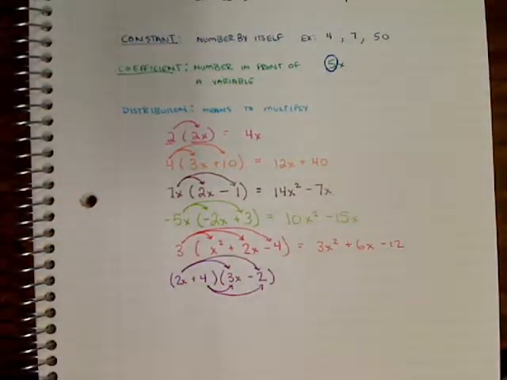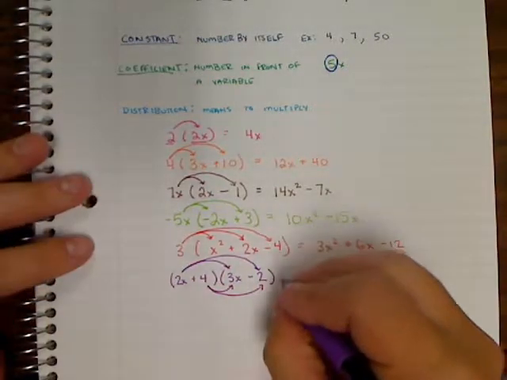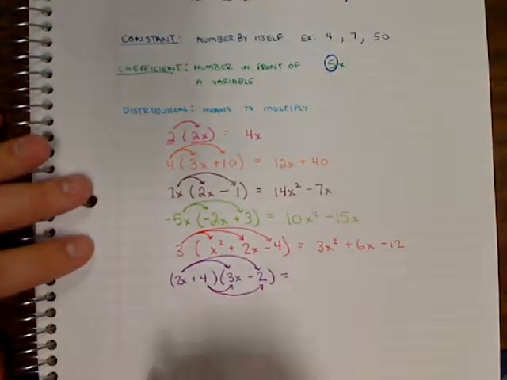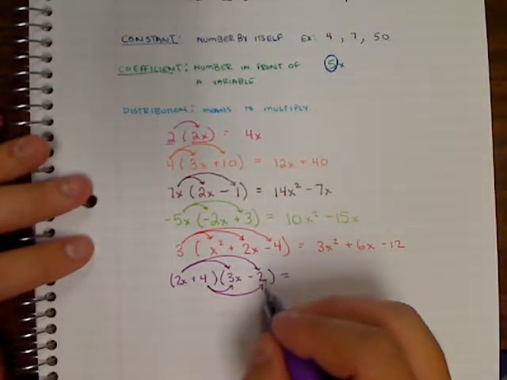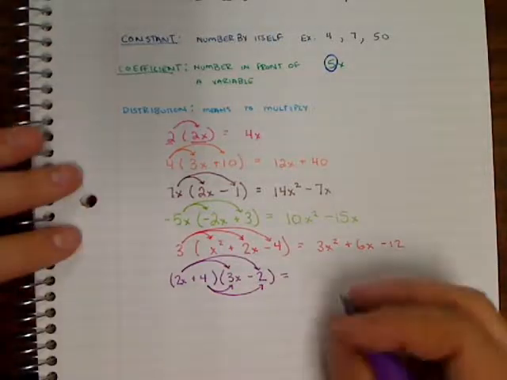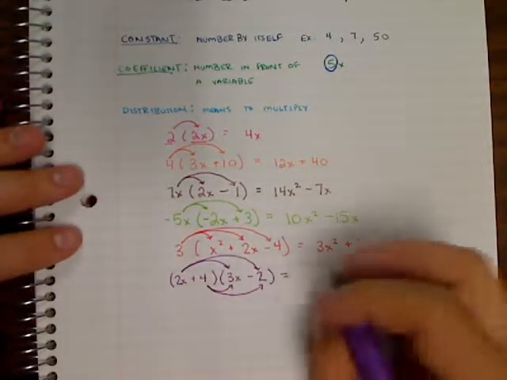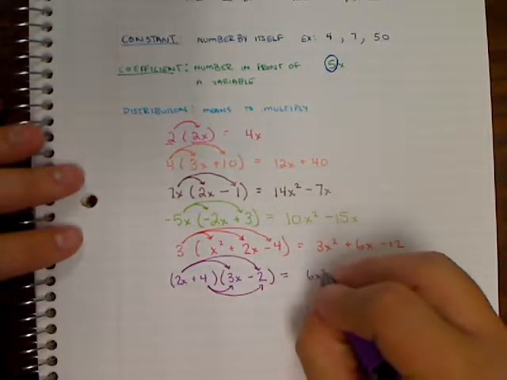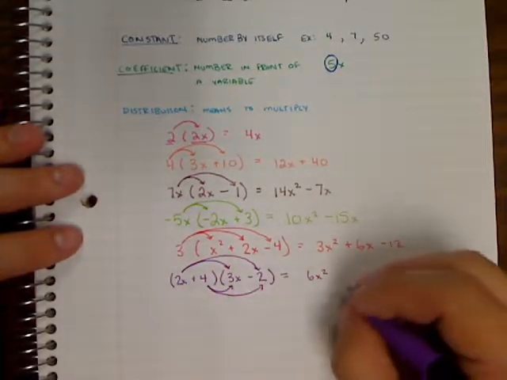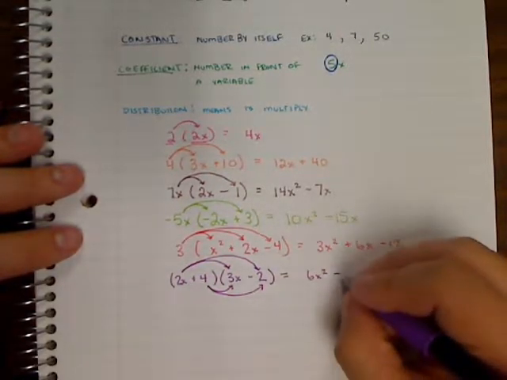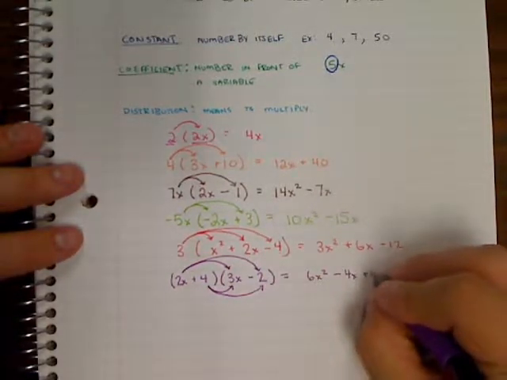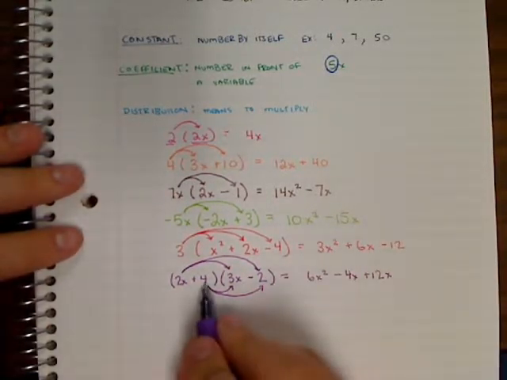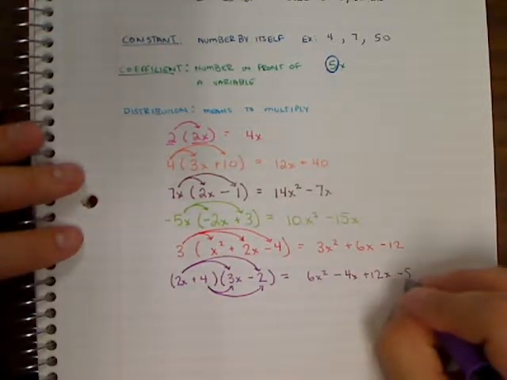You might also know this as FOIL. You've been taught in the past because you take your first numbers, your outside numbers, your inside numbers, and your last, which if you spell that out becomes FOIL. Okay, so this 2x times 3x will become 6x squared. This 2x times negative 2 will become negative 4x. 4 times 3 will become 12x. And 4 times negative 2 will become negative 8.